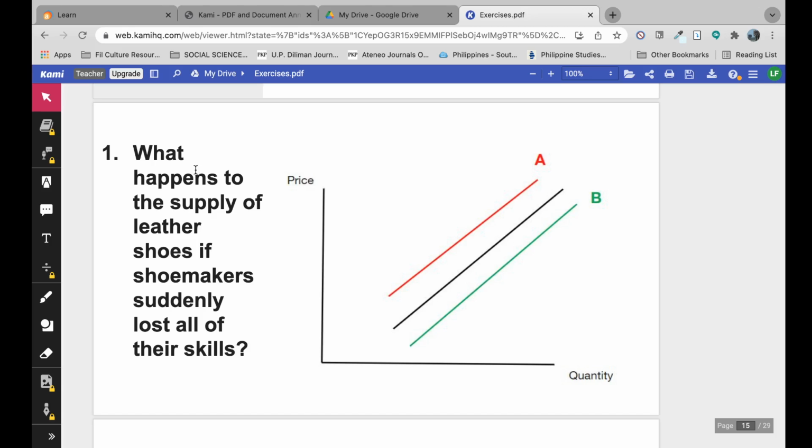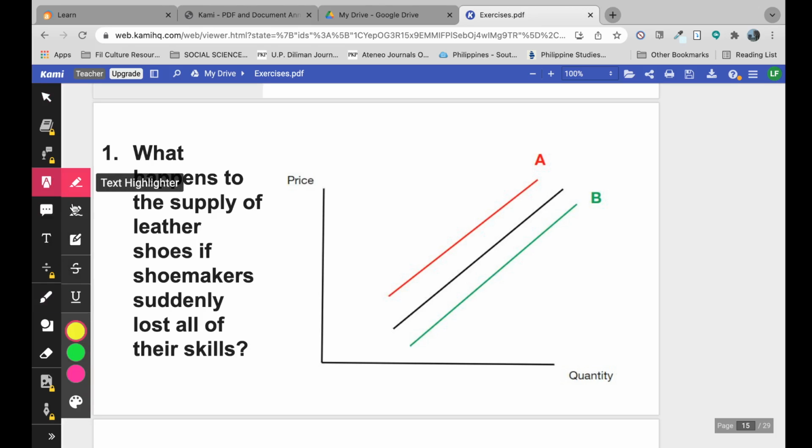Okay, so here we're asked what would happen to the supply of leather shoes. And we know that shoemakers are the ones who produce our shoes. Right? We have the assumption, of course, that when shoemakers no longer know how to produce shoes, obviously supply would go down, right? Would decrease. So in our supply curve, what shows decrease is a shift to the left, which means that the correct answer for this one should be letter A.